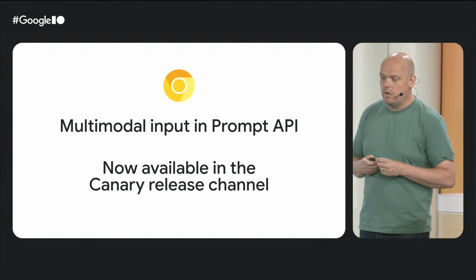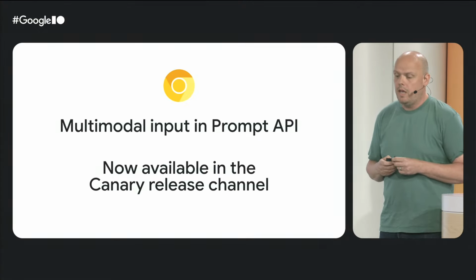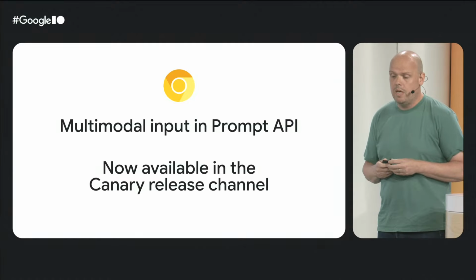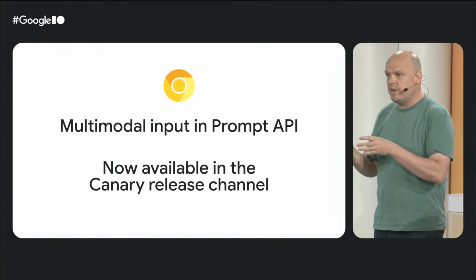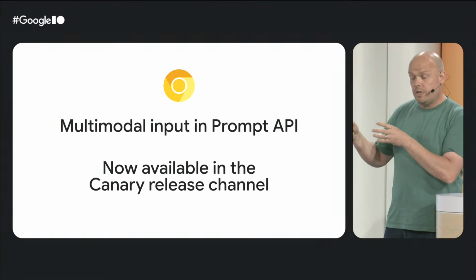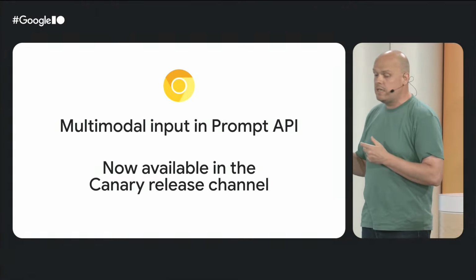So we're adding image and audio input to the prompt API, making it multimodal for the first time. So you'll be able to describe the contents of images and produce summaries and extract information, structured data from text, images, and audio now. So whether it's transcribing text from an audio file in the browser or extracting handwriting from an image, you'll be able to build very advanced applications and run them all locally on device.